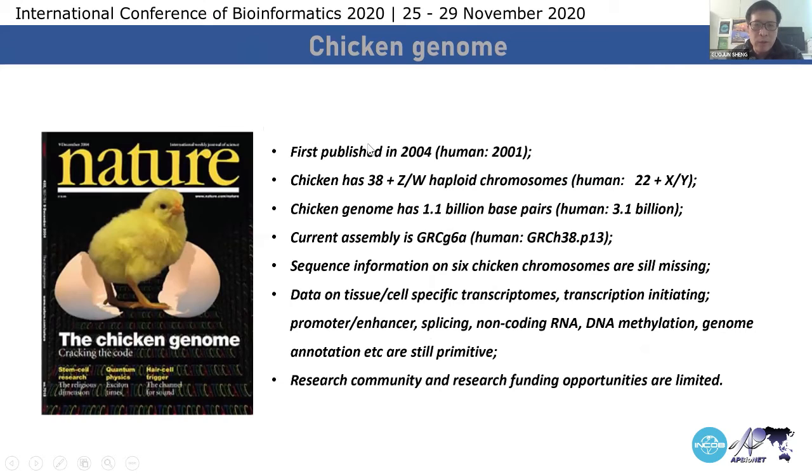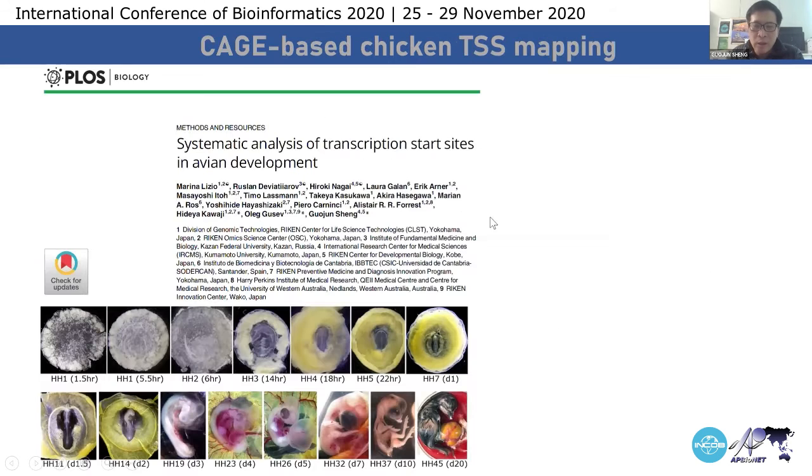So going back to the genomics aspect or omics part of that. As I mentioned, the information in the chicken in terms of the tissue and cell specific transcriptomes, initiation sites, etc., is very scanty. So in this one particular case, we try to map the transcription initiation site in collaboration with the Riken Omics Center. We mapped the transcription start sites of all the genes of the chicken embryo, in a paper published a couple of years ago, a systematic analysis of transcription start sites in avian development.